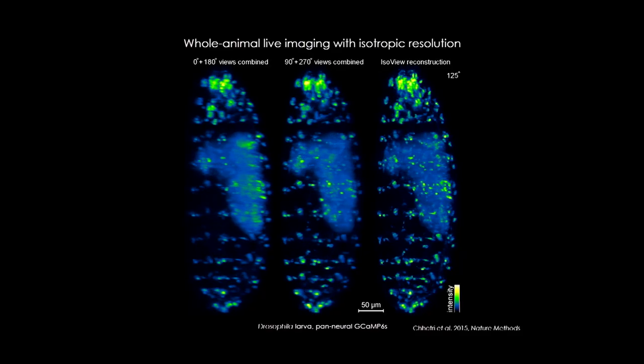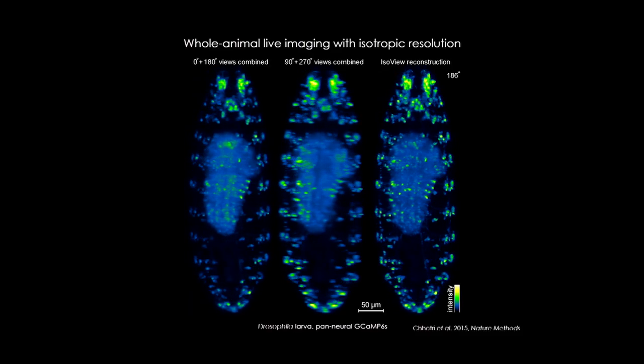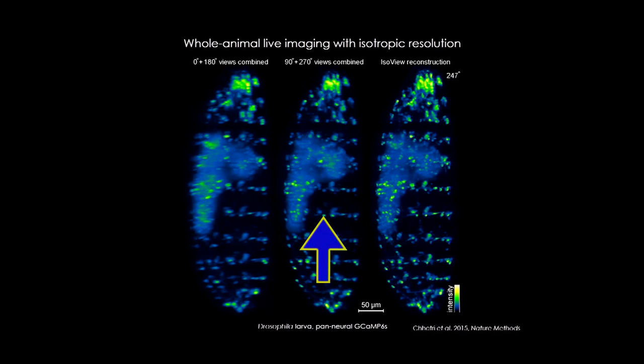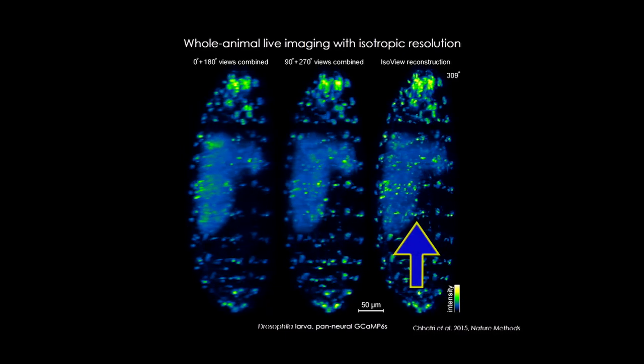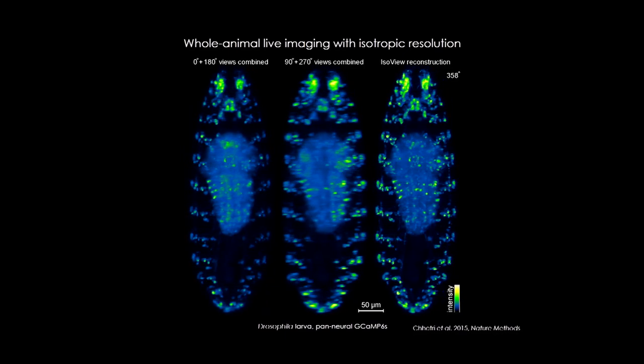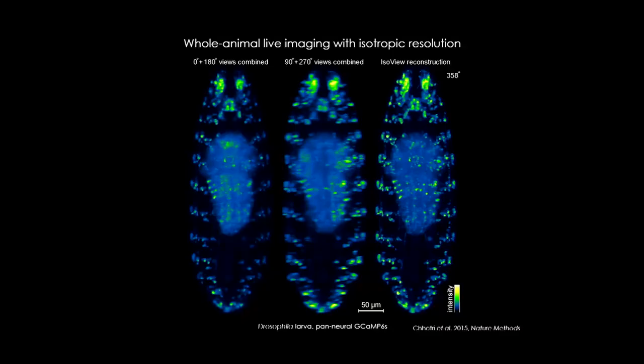And so here's the data we can get with this approach. Again, we see the low anisotropic resolution in the contributing views, but if you combine these views into one single image, this is the multi-view deconvolved image, we now have isotropic resolution. We can turn this in any way, and you don't have any perceived difference in spatial resolution. This is a GCaMP-expressing Drosophila larva, GCaMP throughout the entire nervous system.